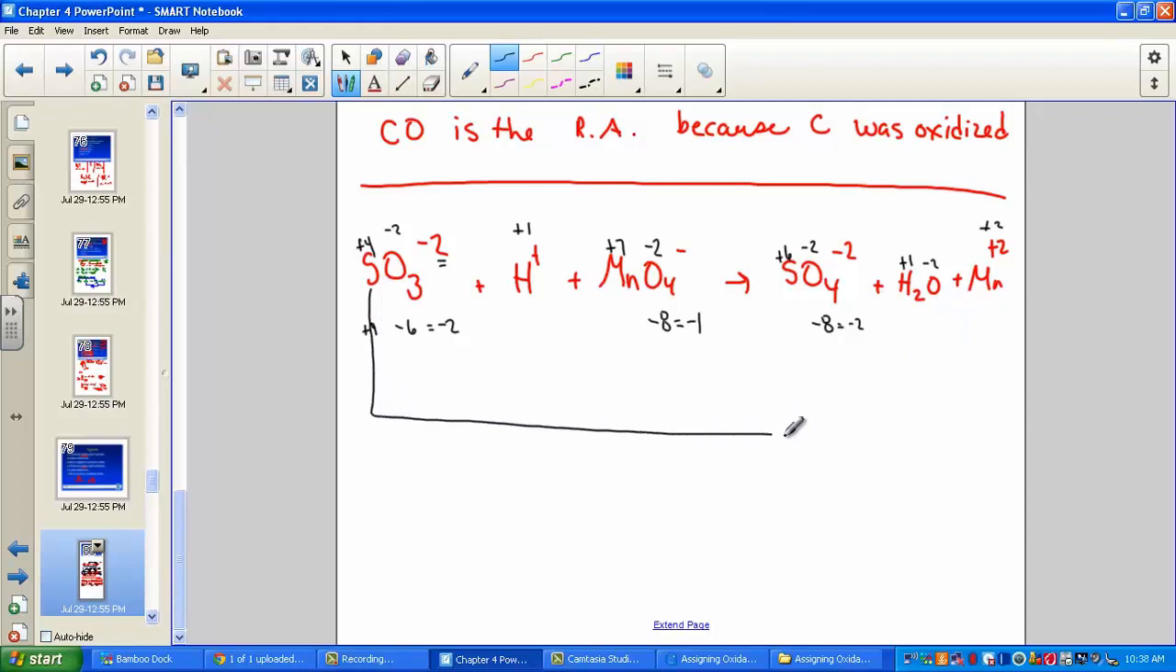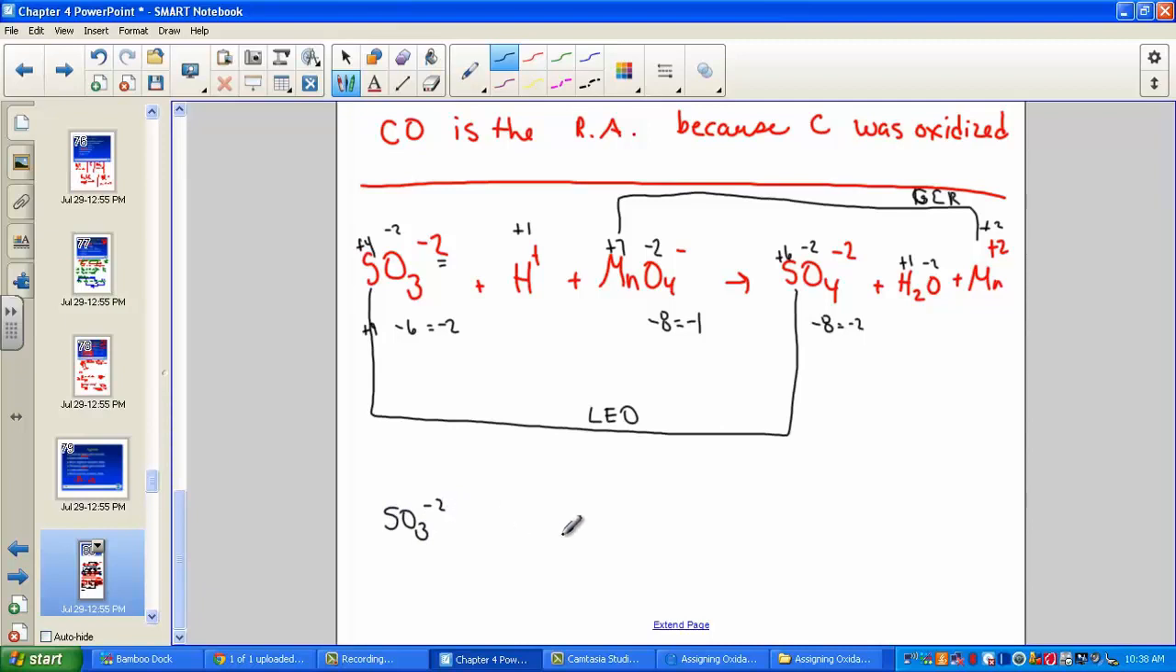Here, sulfur was a +4. It increased on the number line to a +6. It was oxidized. Losing electrons makes you become more positive. Here's the manganese. Started at a +7, went to a +2. It was reduced. There's the GR part of our half reaction. Gaining electrons is reduction. So let's identify.